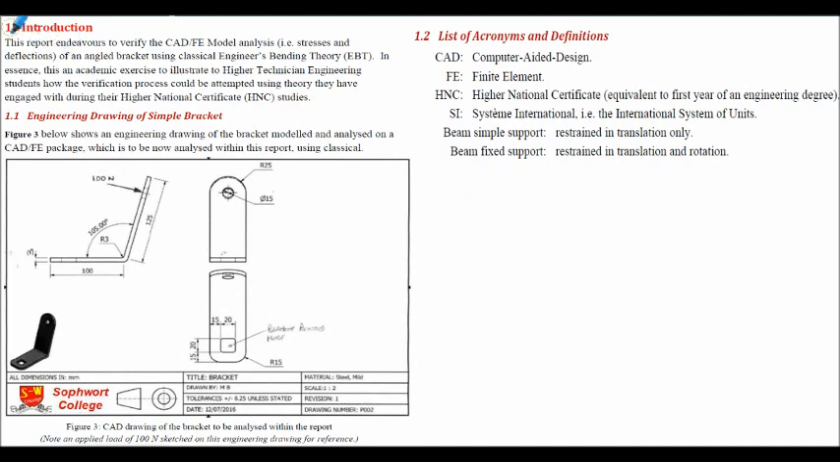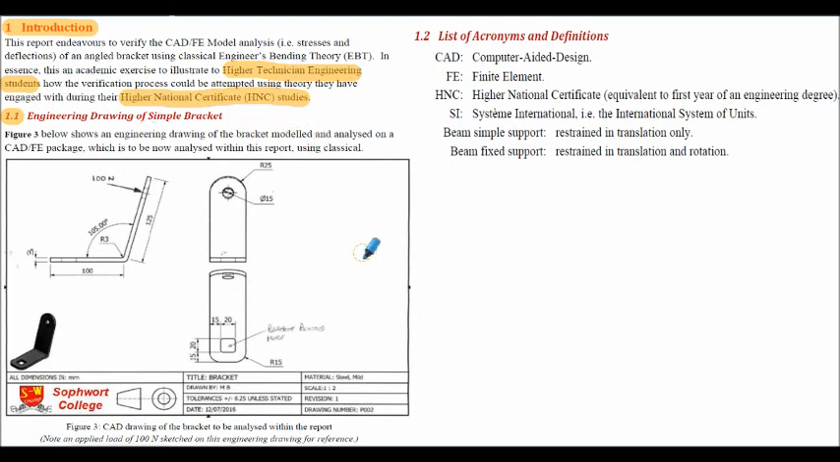So here we have main section heading 1, with the introduction, main purpose or the objectives of the report. And remember, of course, we've already had the summary which outlines the full report very briefly. So essentially this report is really for educational purposes. It's aimed at higher technician engineering students and essentially trying to show them how to undertake the verification process of a CAD FE model, using theory that they should be familiar with following their studies of Higher National Certificate or Higher National Diploma. Subsection 1.1 shows the engineering drawing of the simple bracket my colleague produced.